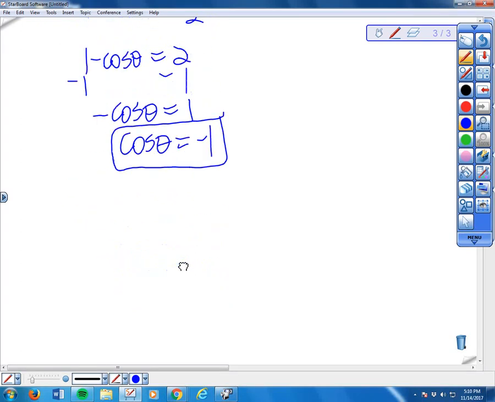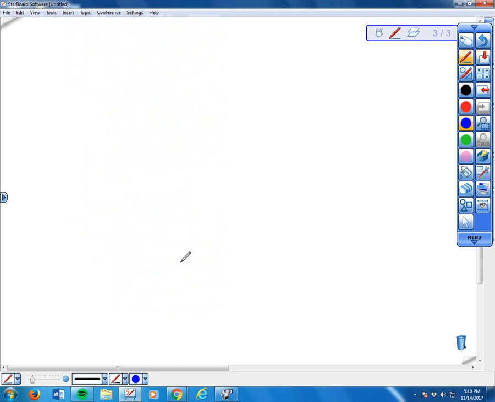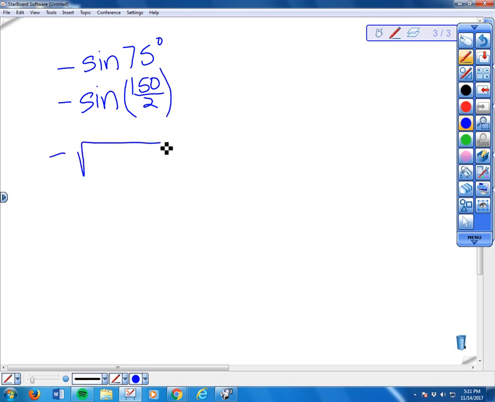Number 18. Find the exact value of negative sine 75 degrees. Well, I'm going to do a half angle here. This is negative sine of 150 over 2. And the half angle then is negative square root of 1 minus cosine 150 over 2. I do a quick triangle reference angle.